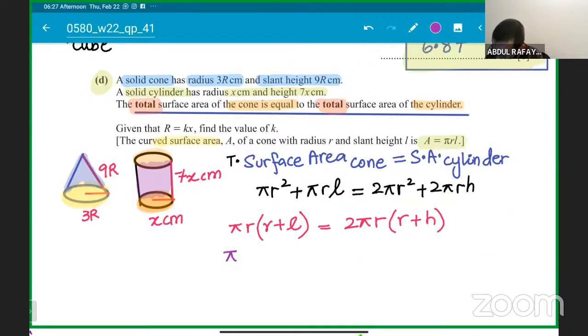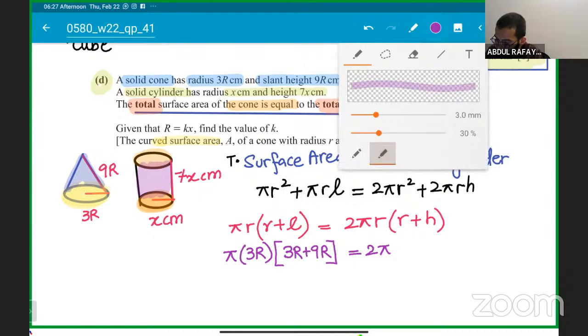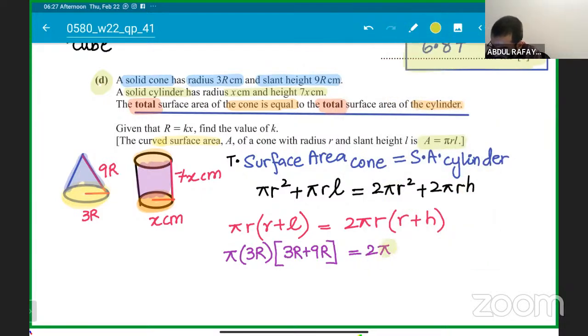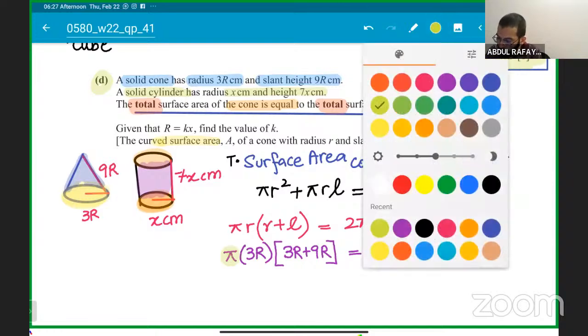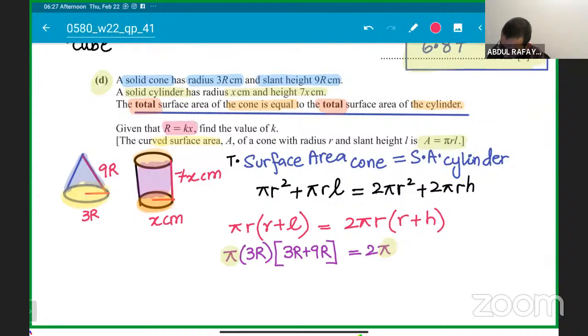So we got pi into the radius of the cone, that is 3r, and the radius plus the slant height, so 3r plus 9r. Is everyone getting it, guys? Clear? 3r plus 9r is equal to, in this case it will be, sir, 2 pi. Radius will be, or first thing, it is better to cancel off pi and pi, okay? You can cancel off these pi and pi, guys, okay? Because what we need to understand now, let's read the requirement, sir. Given that r is equal to k times x, find the value of k, okay?